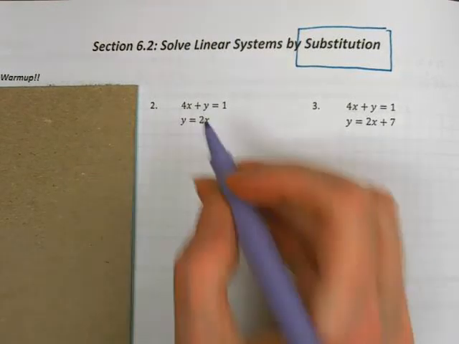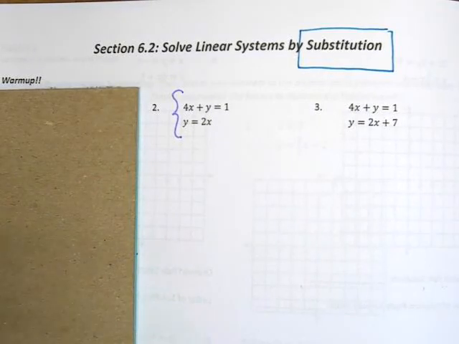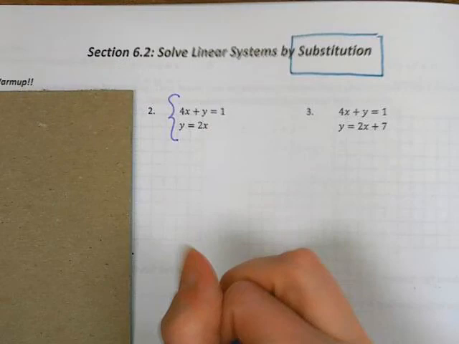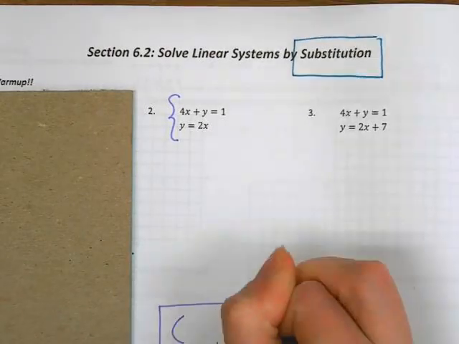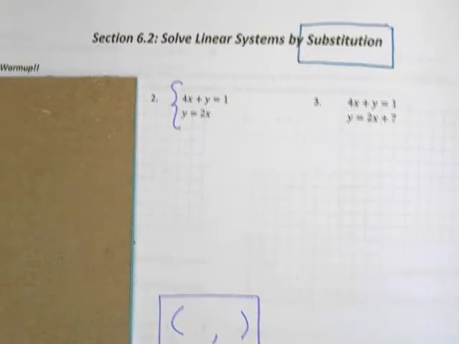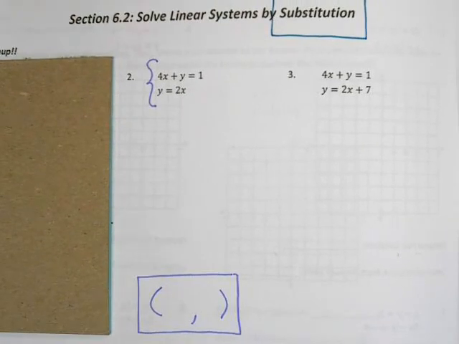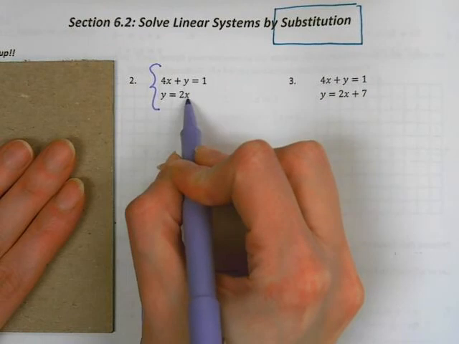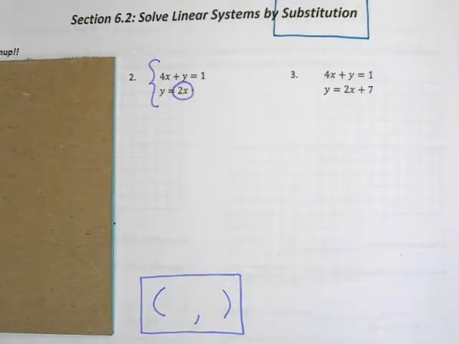Alright, so we have a system of x and y. We have two equations, both have x and y in it. How do we find the ordered pair of numbers that works for both? Alright, so here's our new method called substitution. See how it says y equals 2x? Alright, so wherever you see a y, it really just stands for 2x.